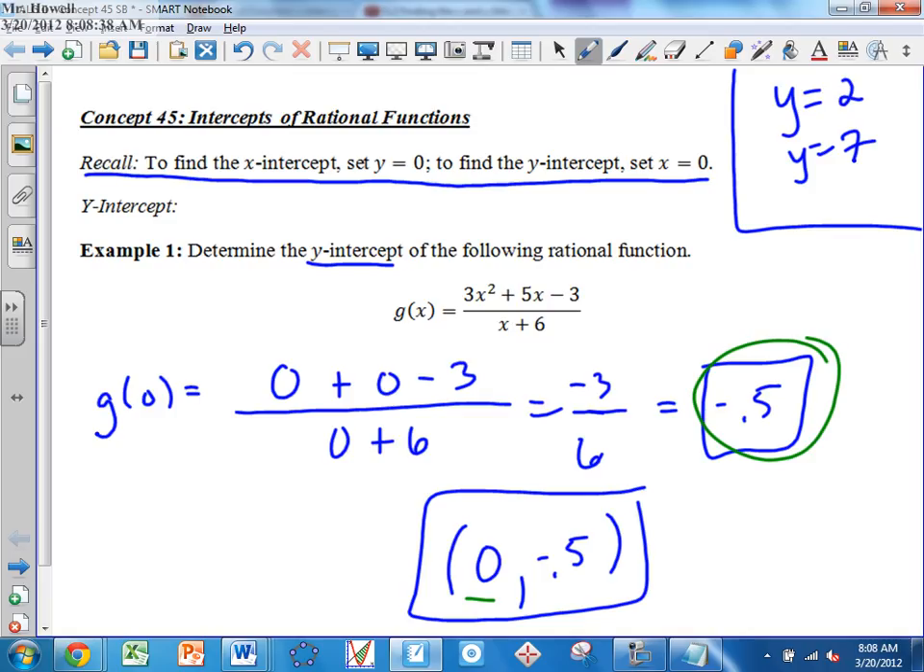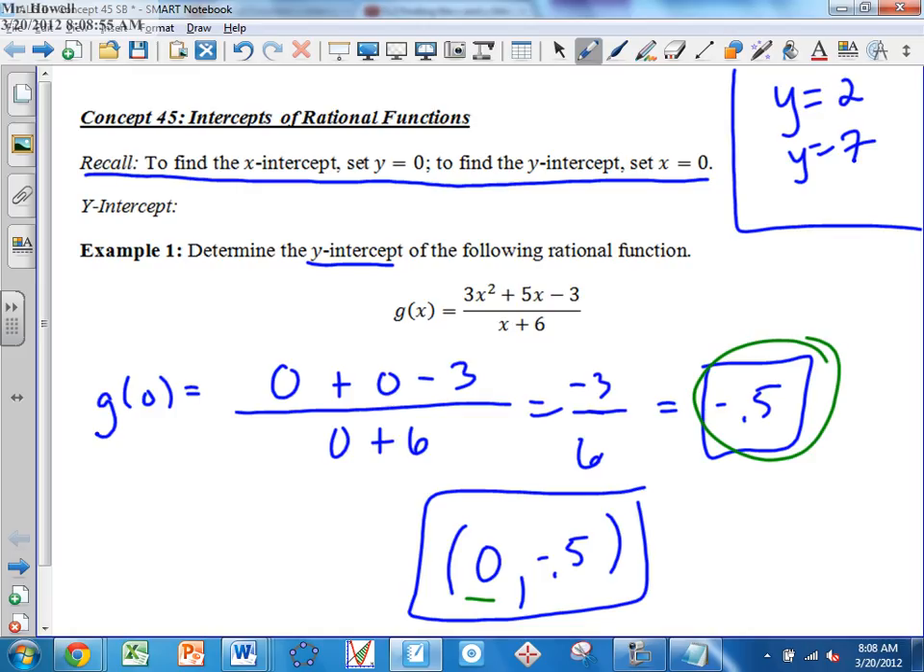Once you cancel out the factors that repeated themselves, that's when you plug it back in. You plug in like 0, right? Well, you plug in whatever the hole would have been. That's for vertical asymptotes. Concept 43. All right, so that's my y-intercept for this one.